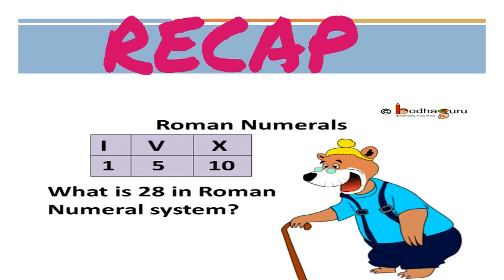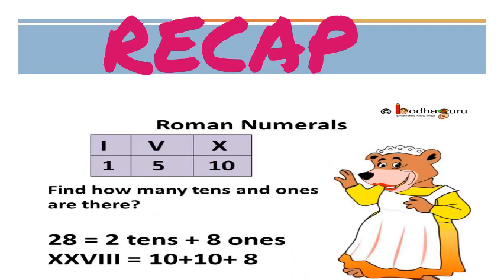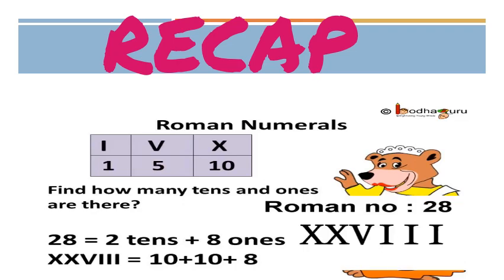And what is 28 in Roman numeral system? Find how many tens and ones are there. 28 means 2 tens and 8 ones. Hence, 28 is 10 plus 10 plus 8, which is X followed by X, and for 8 we write V followed by 3 I's.